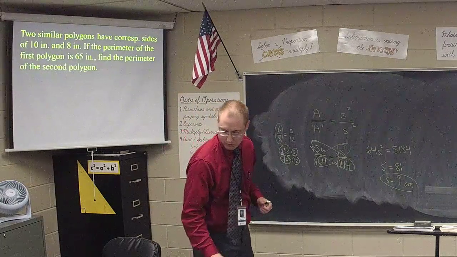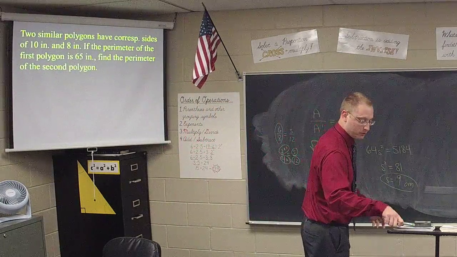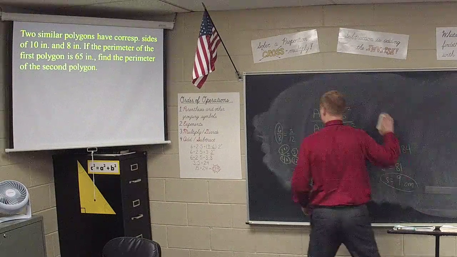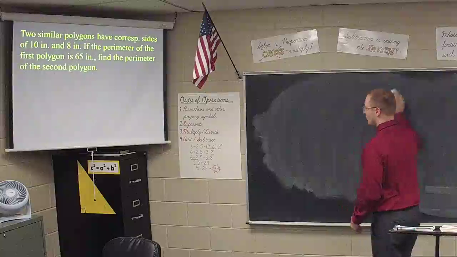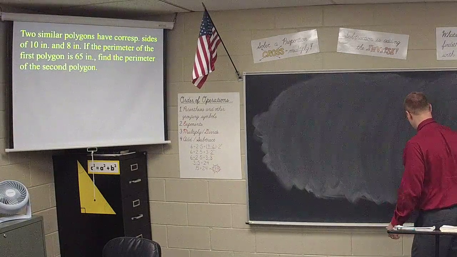All right, let's do one more of these here, and read this one for us if you would, Chris. Two similar polygons have corresponding sides of 10 inches and 8 inches. If the perimeter of the first polygon is 65 inches, find the perimeter of the second. At your seats.